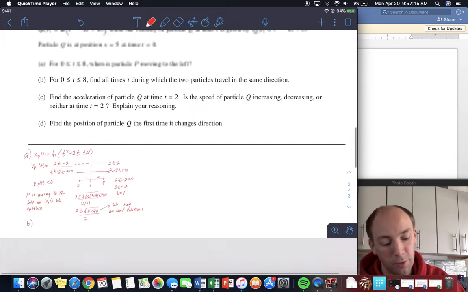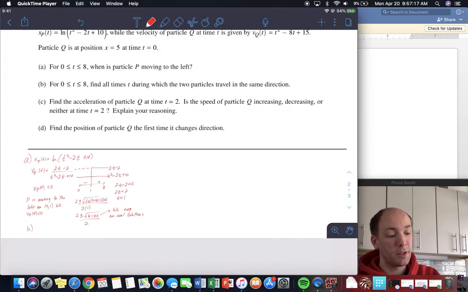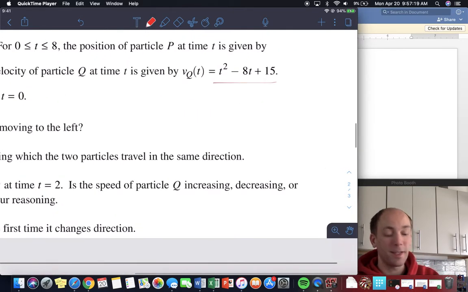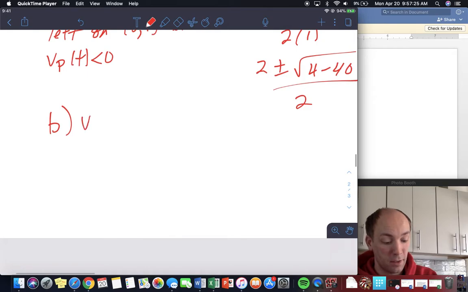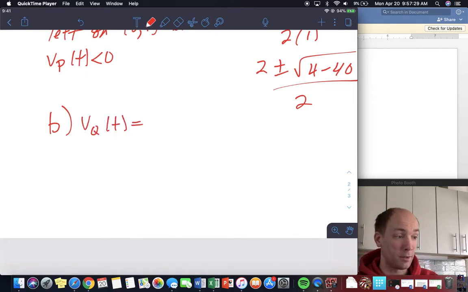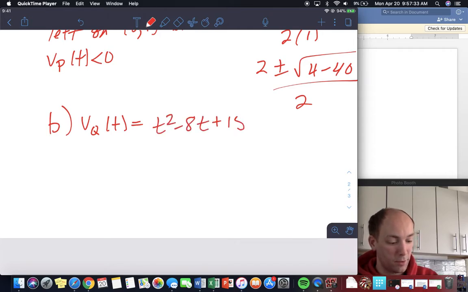So for q, the velocity function is given by t squared minus 8t plus 15. That one's already velocity, so that's kind of nice. All we need to do on this one is just factor it and make a sign chart. So t squared minus 8t plus 15. Let's go ahead and factor it, and then let's set them equal to 0.